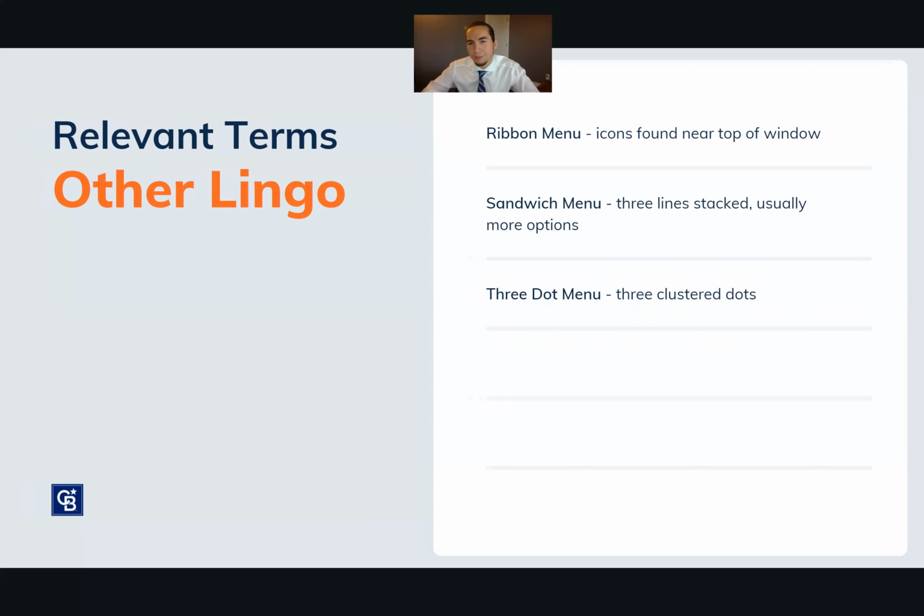Other lingo, this is like tech stuff. Ribbon menu is the icons found at the top of the window. Remember that because I'm going to refer to the ribbon menu often, as opposed to the sandwich menu. The sandwich menu is on the side, you'll usually see, or sometimes it's here, but usually it's in the top corner and it's 3 lines. You might hear it referred to as the hamburger menu or the 3 lines. I just call it the sandwich menu. Click it. There's usually more options that appear. And then the same thing with the 3-dot menu. You just click the 3 dots and it's going to usually display more options for you.